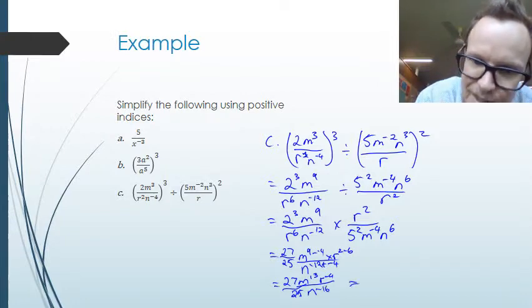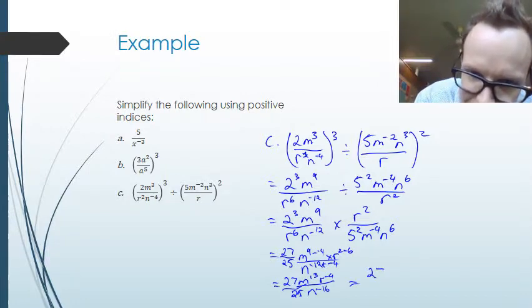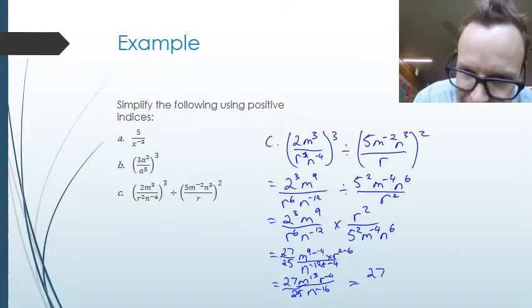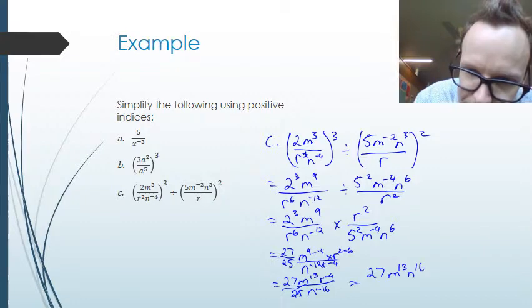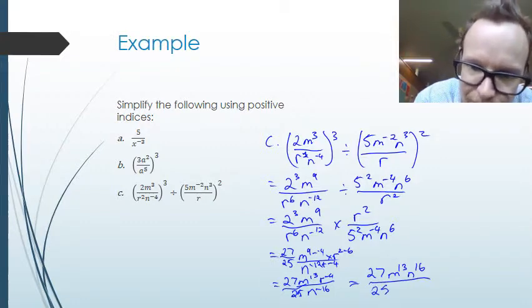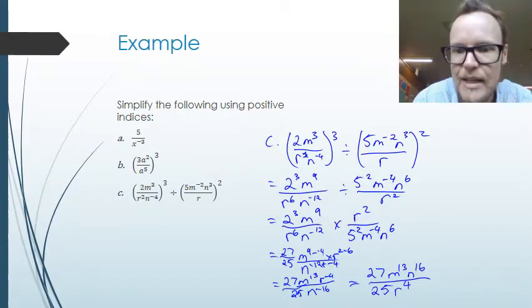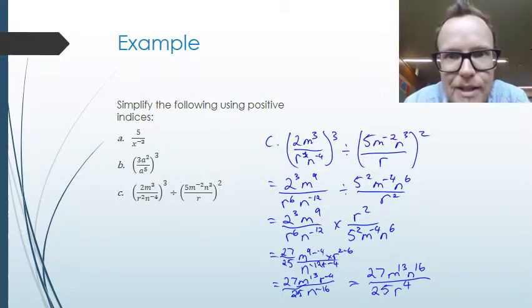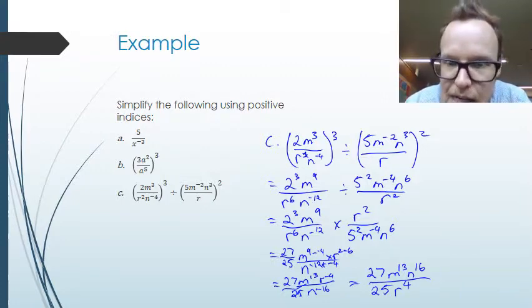So to express as positive indices now, the m is already positive, but the n is not, so it needs to come up to the top, and it's going to be positive 16. The r is negative, so it's going to need to go on the bottom. 25 r to the positive 4. So here I've now expressed it as positive indices.